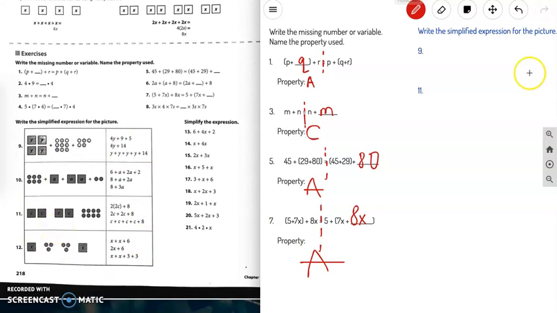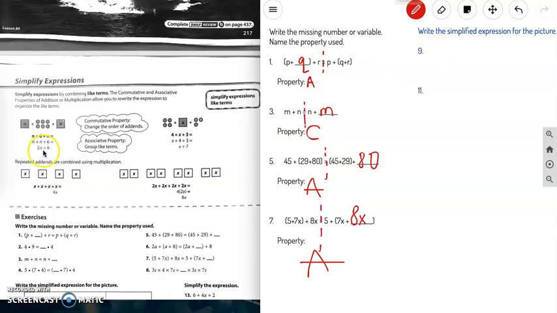You may have noticed that I just wrote the numbers instead of drawing out the whole thing, so it'll be easier for us to refer back to it. Write the simplified expression for the picture. Okay, so let's look at number 9. How many y's do we have? How many variables do we have? We have 1, 2, 3, 4.